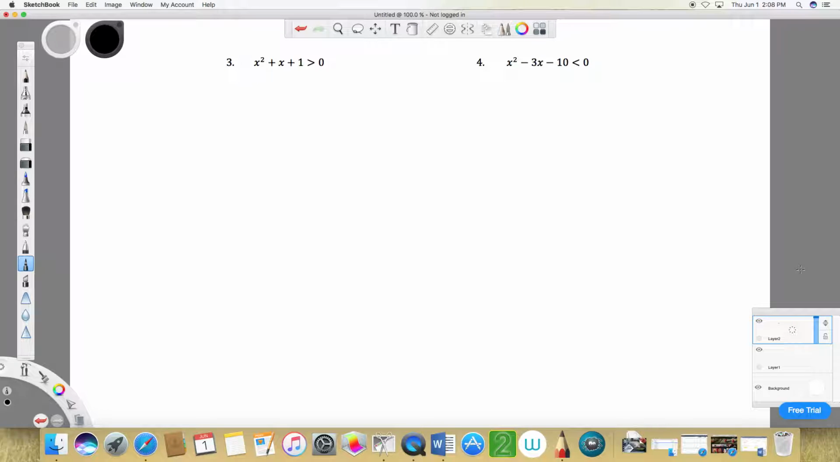Let's take a look at these two quadratic inequalities and see if we can solve them. Our first step is to get this in standard form, and on the left-hand side it is, and to ignore the inequality and just write it as an equation. So I'm going to look at x squared plus x plus 1 is equal to 0. And now, unfortunately, here I cannot factor that, so I'm going to have to use the quadratic formula to solve this.